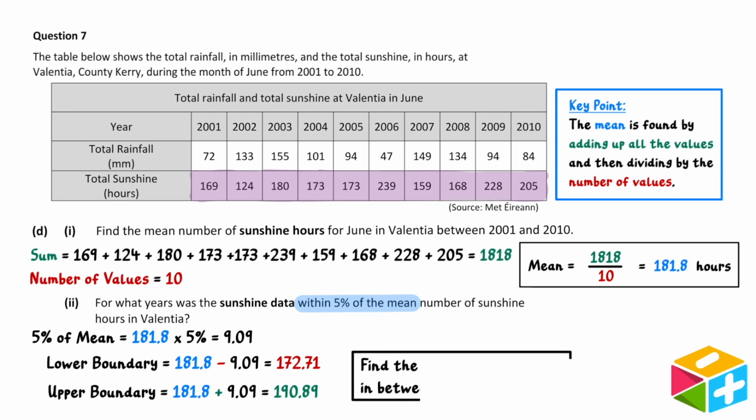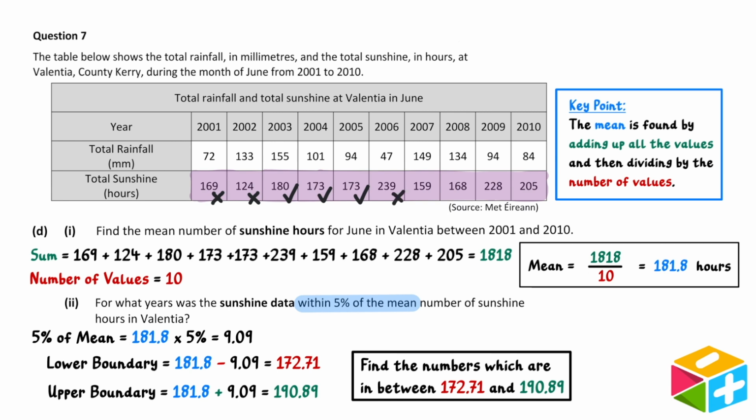From here, all we have to do is scan through our sunshine data and identify the values which fall in between these two boundaries. 169 is not contained in between our boundaries. It's too small. 124 is also too small. 180 is between the boundaries. It's between 172.71 and 190.89. Similarly, 173 is contained within the boundaries.